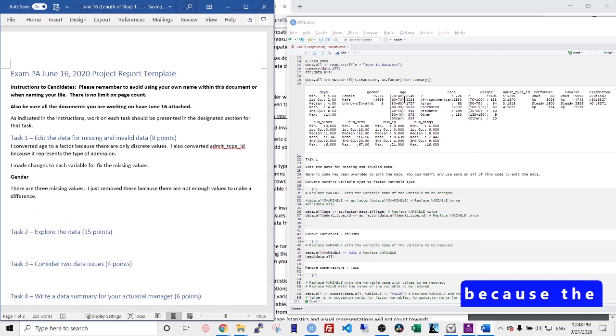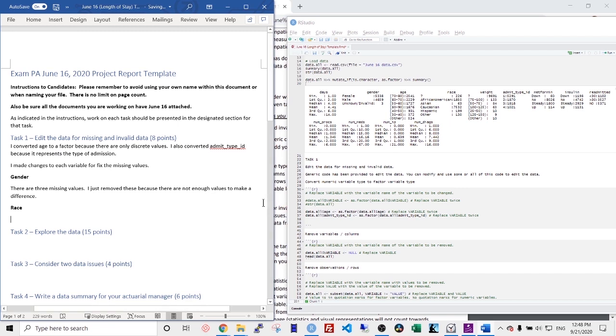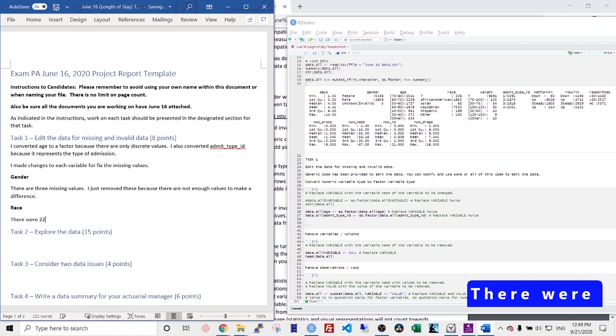Then I look at age. Age doesn't have any missing values. It just has the other category. Race has 226 missing values. That's a fair amount. Judging that there are only 10,000 observations, 226 is a fairly high number. So what I would do is I would just put this missing data into the other bucket. There were 226 missing values, which I grouped into the other category.